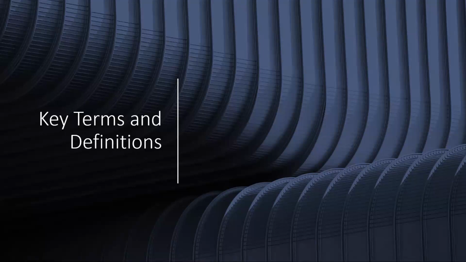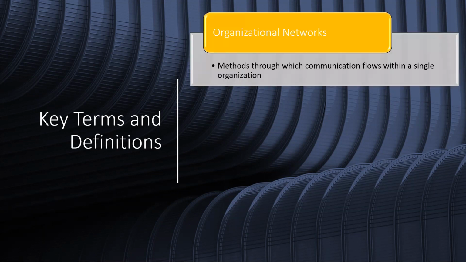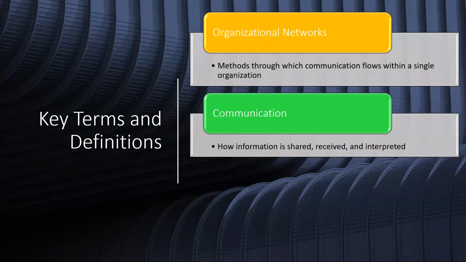There are many key terms that could be defined when discussing organizational networks. But first, it is important to define what exactly organizational networks are. There are kind of two definitions that fall under the term organizational networks. First, organizational networks could refer to three or more organizations that decide to collaborate, share resources, and work together. But more commonly, organizational networks refer to the methods through which communication flows within a single organization. And that second definition is the one that our group really focused on throughout the presentation.